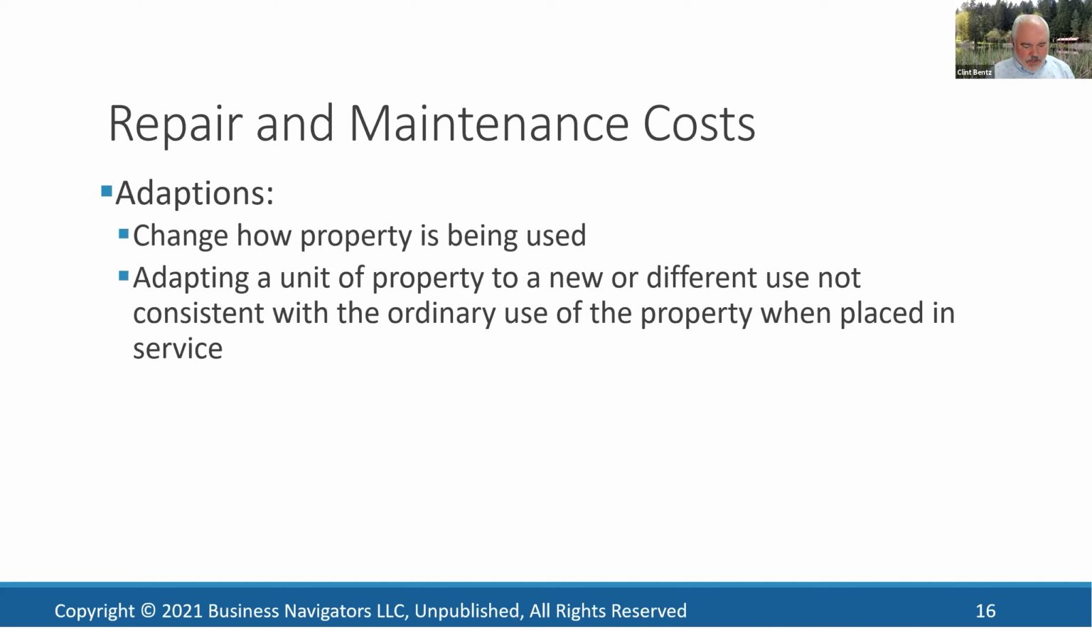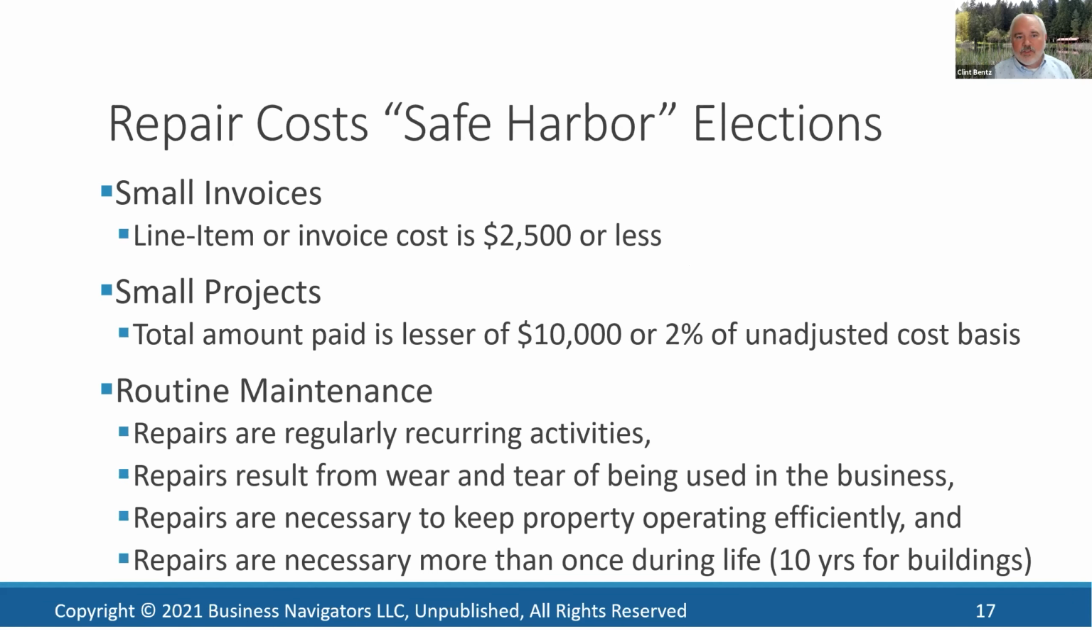So routine maintenance costs are deductible. For routine maintenance costs, we don't have to have a safe harbor. Like you replace the oil in the vehicle, that's a routine maintenance cost. Those are deductible. And we have 3 safe harbors that the IRS has given us. We actually have to make an election on the tax return for these safe harbors. The first one is what they call a small invoice safe harbor.